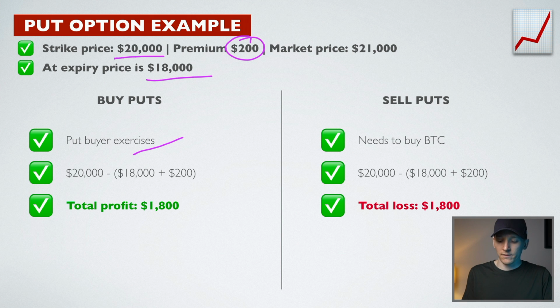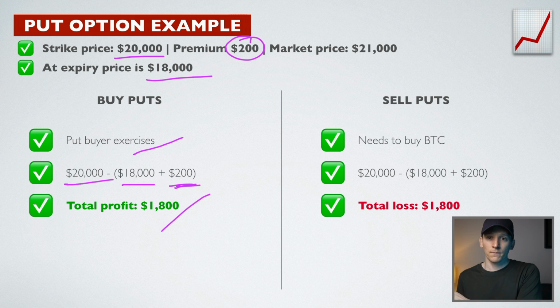So you do exercise, and remember, you can sell Bitcoin now at 20,000 to this guy over here because that's what you bought from him. You bought that option. So you would sell Bitcoin at 20,000. Now you have to go into the market and buy BTC to cover because you're selling it to them, right? But you can buy that at 18,000 in the market, but you need to also pay the premium. So the net there is obviously 1,800 profit.